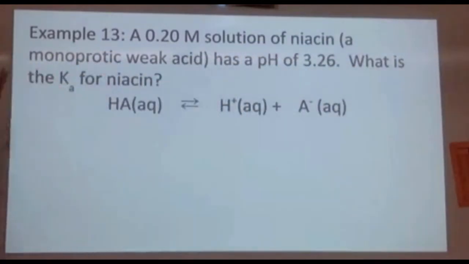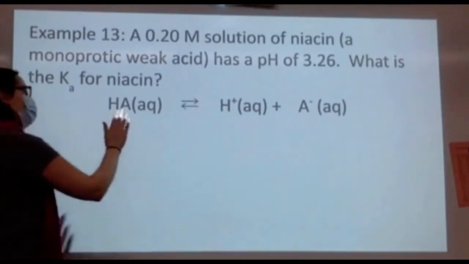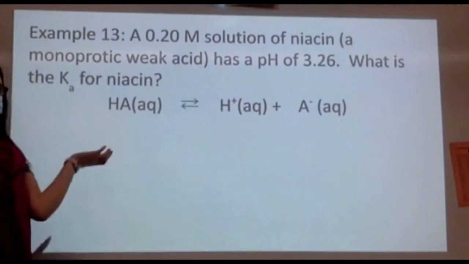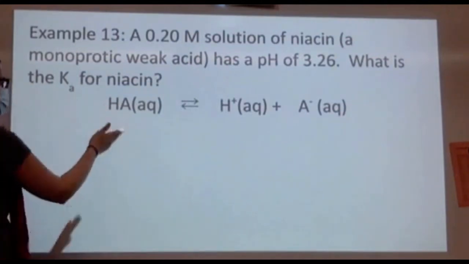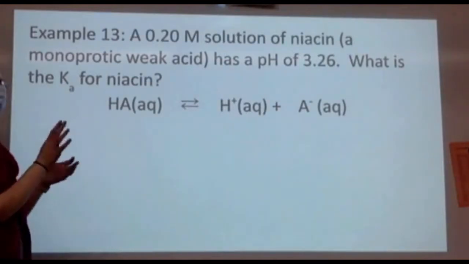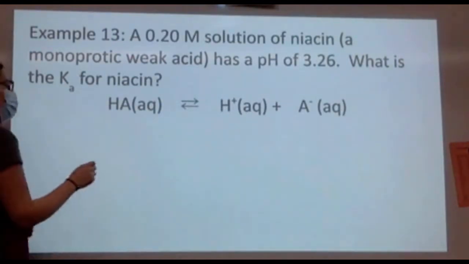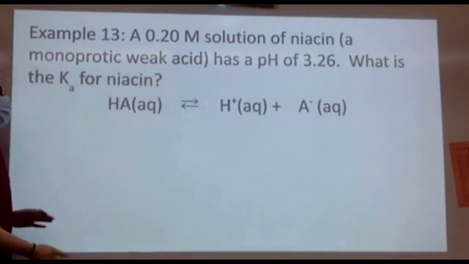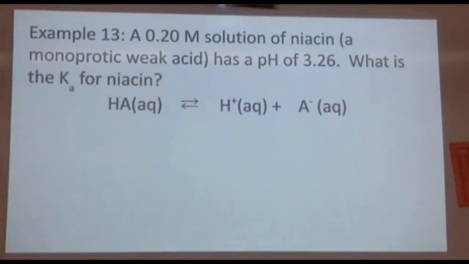Mono means one protic proton. A lot of times we'll just be using this general equation: HA represents an acid, H plus and A minus is some conjugate base, some ion. Doesn't even matter what it is. So it's just a monoprotic weak acid that has a pH of 3.26. What is the Ka for niacin?